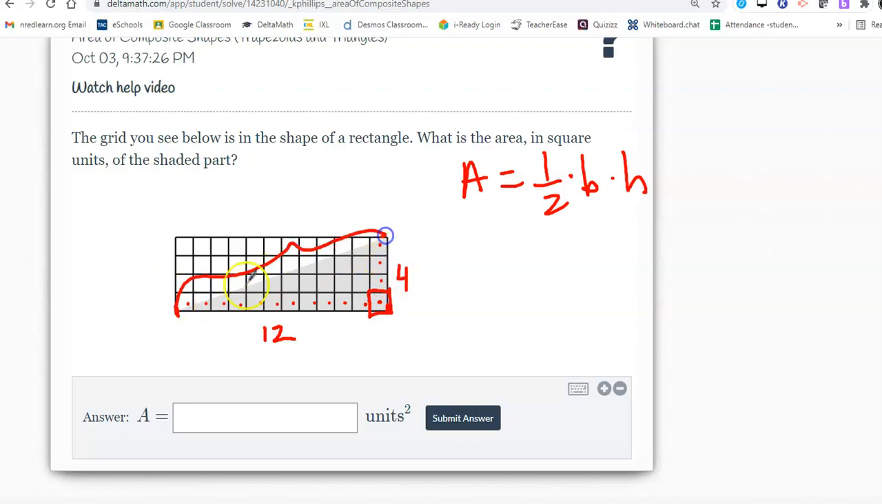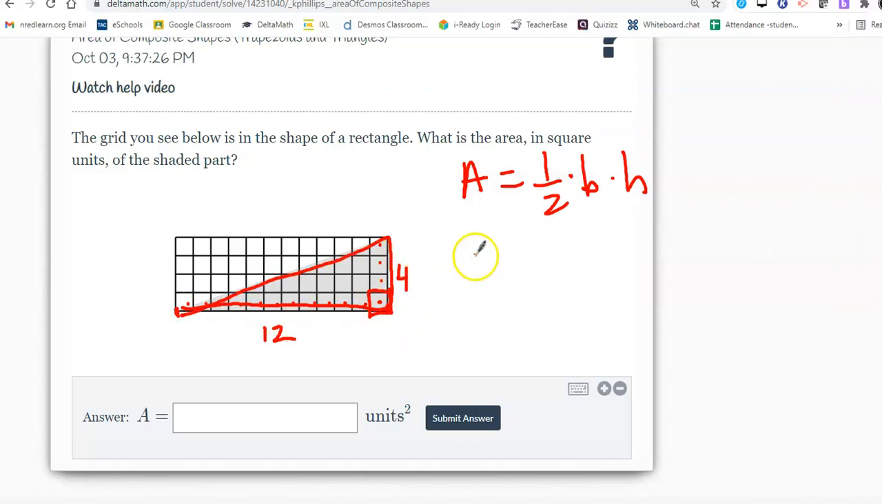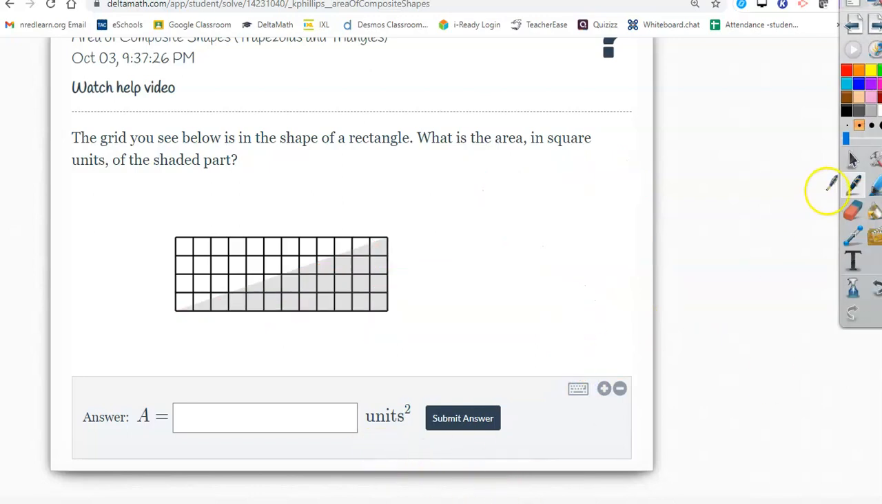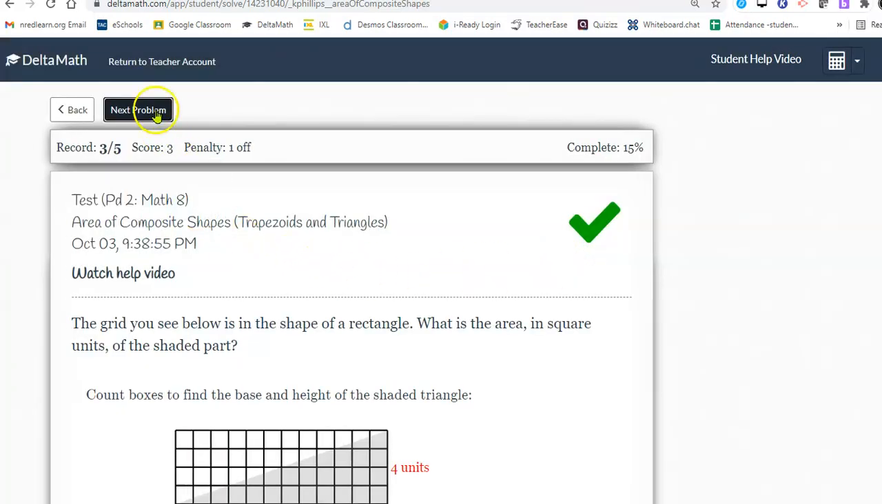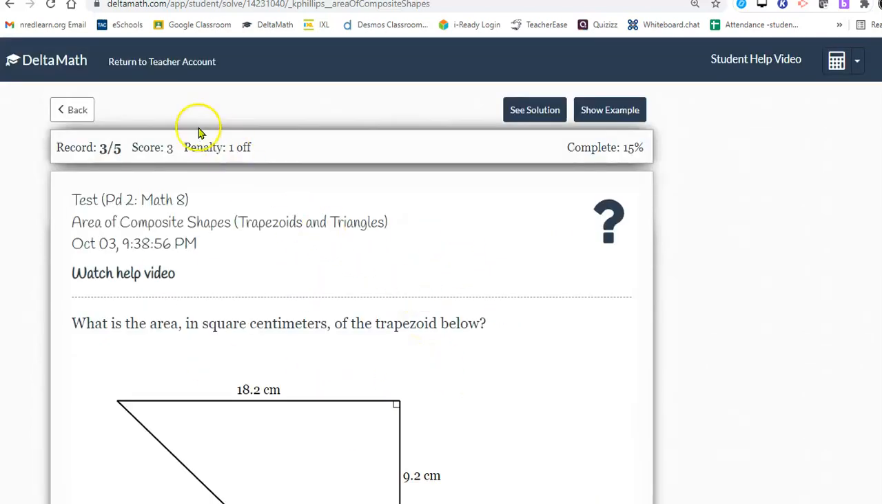Now this measurement cannot be found because it doesn't follow linearly along the grid lines, right? If it doesn't follow exactly along the grid lines, it cannot be counted. So it looks like I have a triangle that is 12 long and 4 high. So the area is half the base. Half of 12 is 6 times the height, which is 4. So 6 times 4 is 24. Half the base times the height. So it looks like I have 24 square units. All right, how about this one? This looks similar to the trapezoid formula we used before.